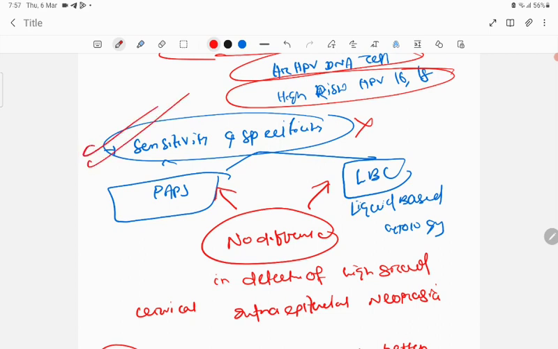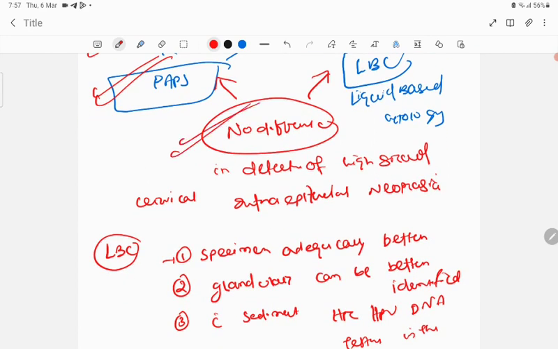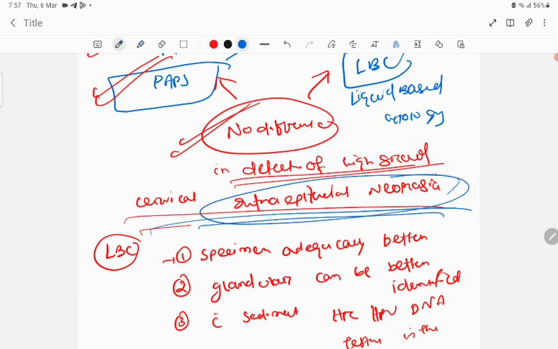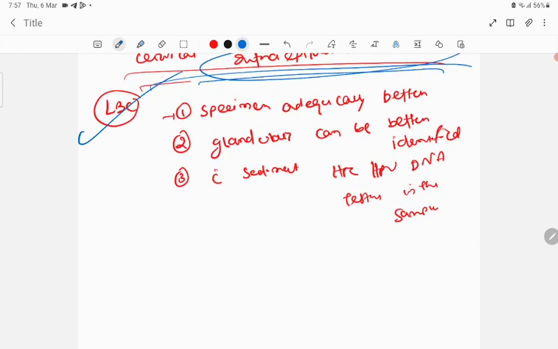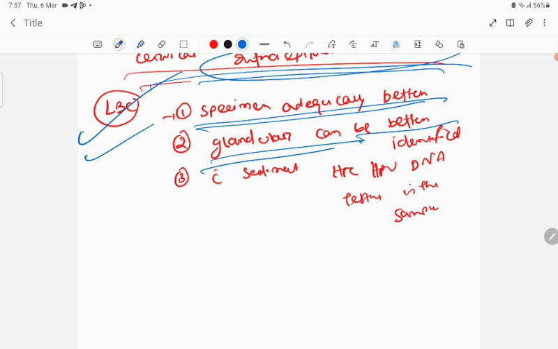If you compare PAP smear versus liquid based cytology, there is no difference between the two in the detection of cervical intraepithelial lesions; both have equal sensitivity and specificity. But the advantage of liquid based cytology is that specimen adequacy will be better, the glandular component can be better identified, and the sediment can be used for HR HPV testing in the same sample.